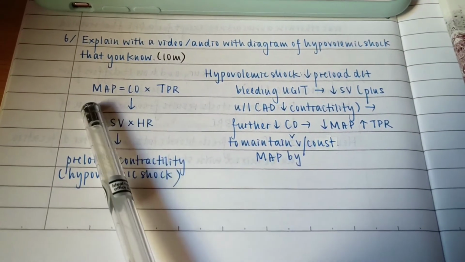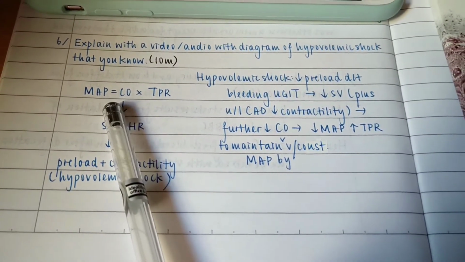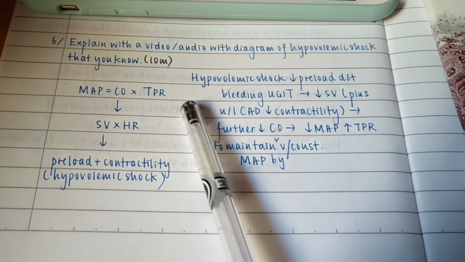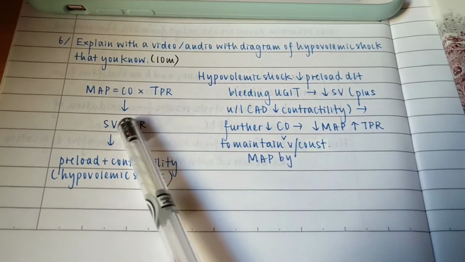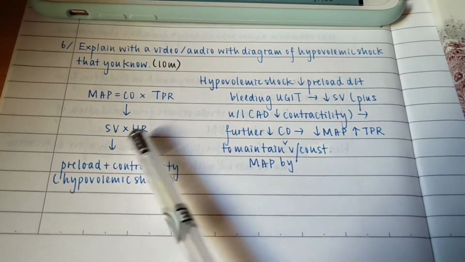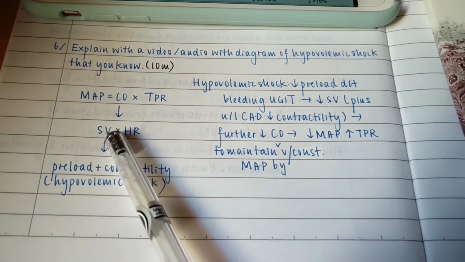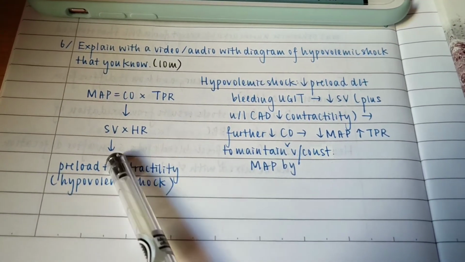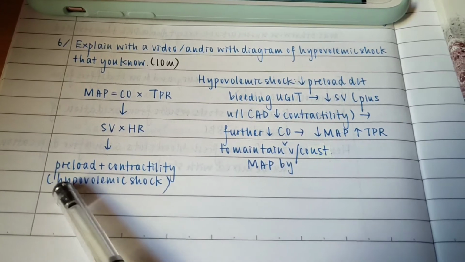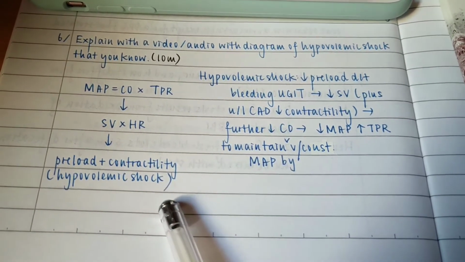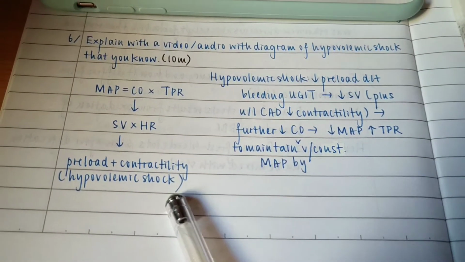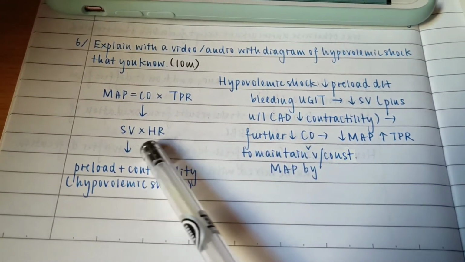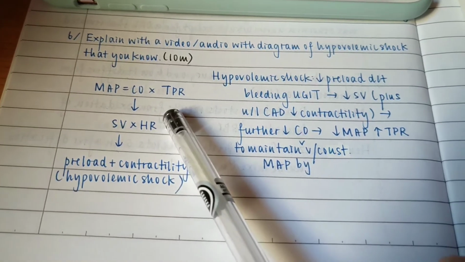We need to know our mean arterial pressure equals cardiac output and also our total peripheral resistance. Our cardiac output is produced through the stroke volume and also heart rate. The stroke volume is determined by preload and contractility. So we need adequate preload and also adequate contractility of our cardiac muscles in order to produce adequate stroke volume, and it can produce adequate cardiac output.